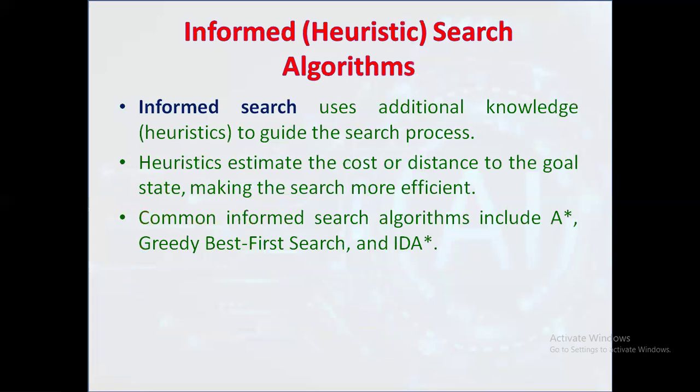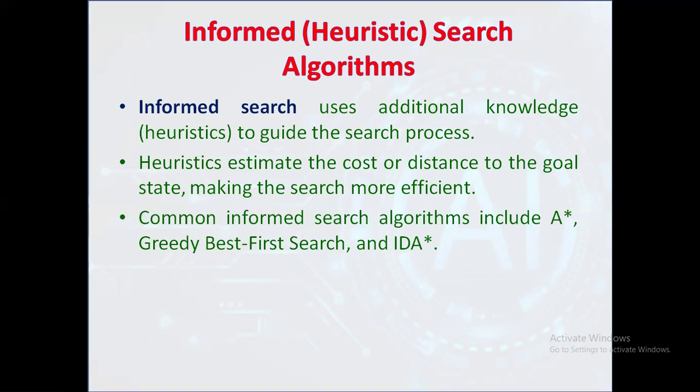Informed search. Another name for informed search is heuristic search. Informed search uses additional knowledge, often called a heuristic, to guide the search process more efficiently. A heuristic is a function that estimates the cost or distance to the goal state from a given state, helping to prioritize promising paths. Informed search algorithms are more efficient than uninformed ones because they focus on paths that are more likely to lead to the goal.